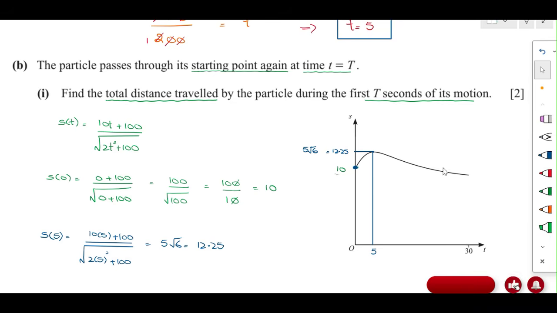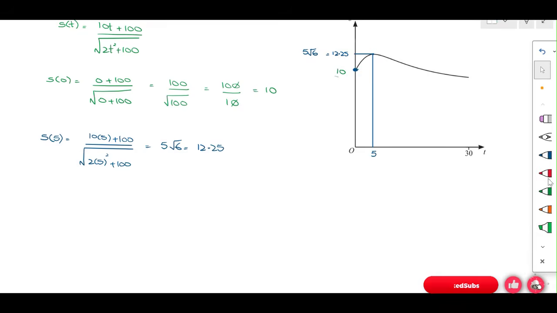I hope you are getting my point, that first we need to figure out the distance from the starting point till this point. So from the starting point till the maximum, what is the distance? You need to subtract these two, and then from the maximum it again goes back to its starting point. So we need to figure out these two distances, right? Okay. So when the particle moves from the starting point till the maximum, the distance traveled is 5 root 6 minus 10.